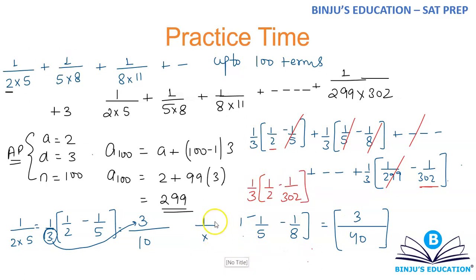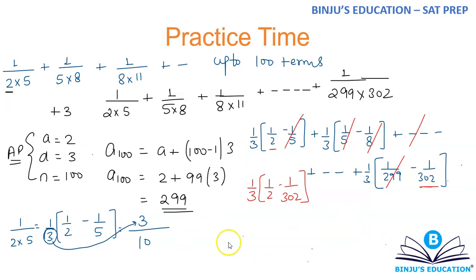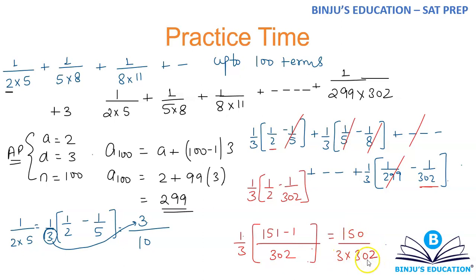So let me remove this all. You can take 302 as your LCM. So this is like 151 minus 1, times 1 by 3. So this is like 150 by 3 into 302. You can cancel this, this will become 50. You can cancel this further, this will become 25, this will become 151. So your final answer is 25 by 151.